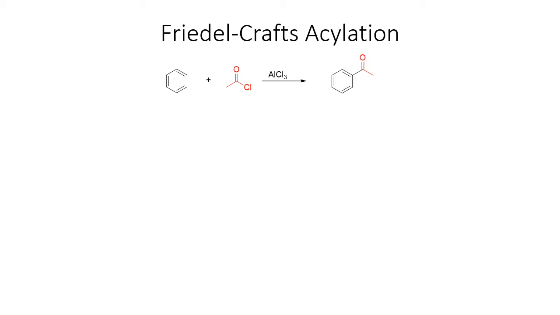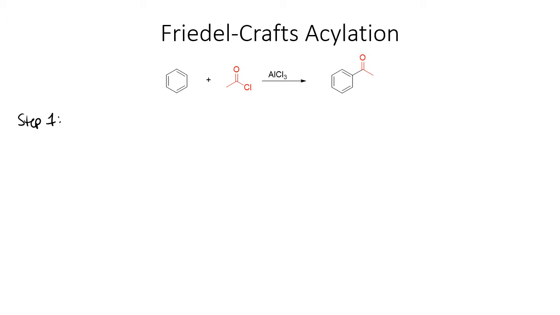And this brings us to our last reaction, the Friedel-Crafts acylation, which is very much related to the alkylation. But instead of attaching an R group to the benzene ring, we are attaching an acyl group, which is a carbonyl with any sort of R group attached to it. So this can be a long carbon chain if we would like it to be. So let's go ahead and take a look at the mechanism for the Friedel-Crafts acylation.